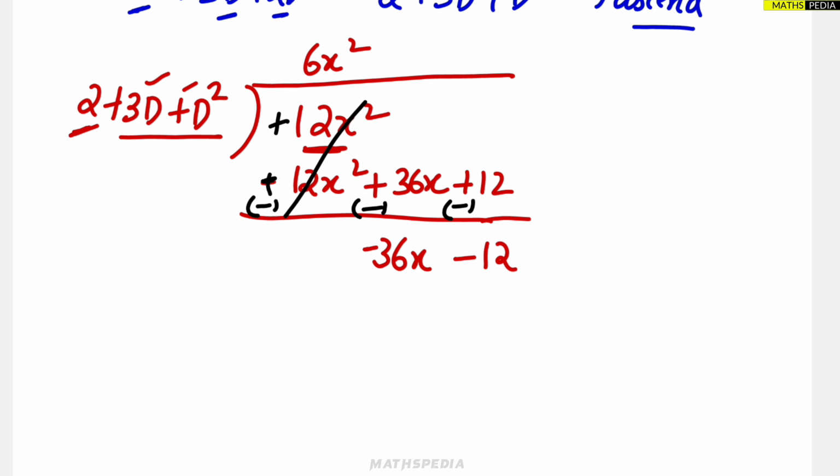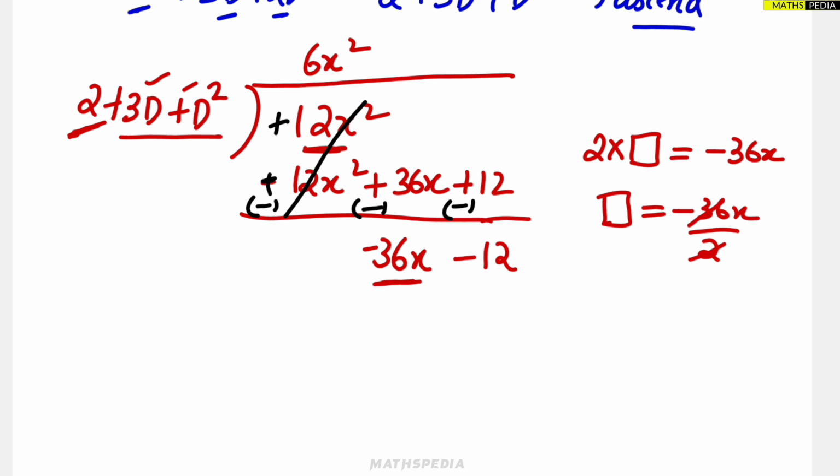That part is done. Now what is the element we are having? Minus 36x and here 2. Always with 2 only we are going to do, right? So 2, again the same thing. 2 into what will give you the first element? Minus 36x. So that element will be equal to minus 36x divided by 2, which is nothing but minus 18x. So here I will be getting 2 into minus 18x, so minus 36x I got, right?